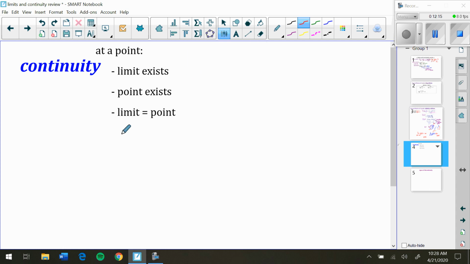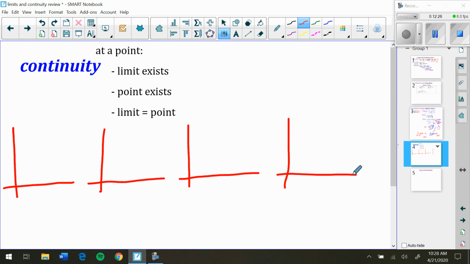I'm going to draw a couple examples here to show you what I mean in a lot of different cases, and we will see what happens. So let's say I have a function that looks like this. There's a hole. This is point A. In this first case here, the limit exists at A, meaning on the left it's the same as on the right, so the limit exists, yay! But there is no point. The point does not exist. So is this function continuous at point A? We would say no, not continuous.